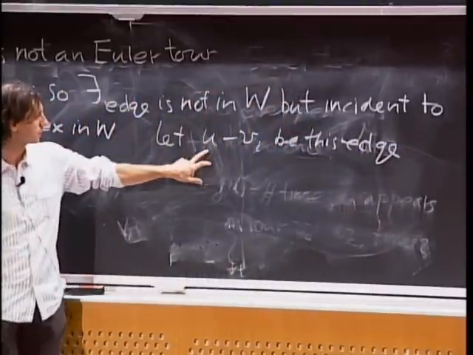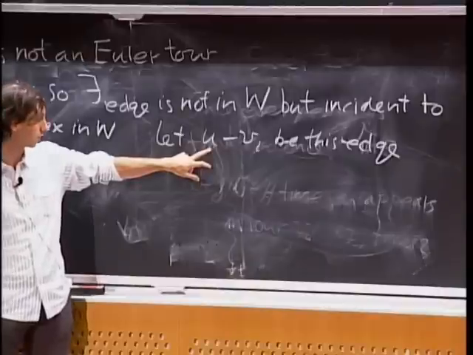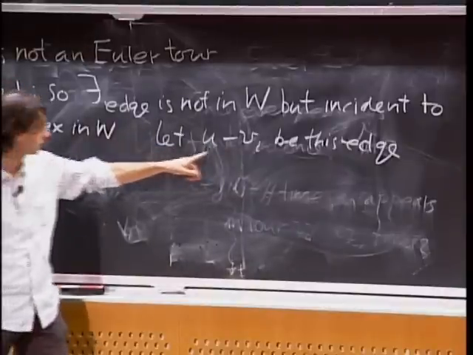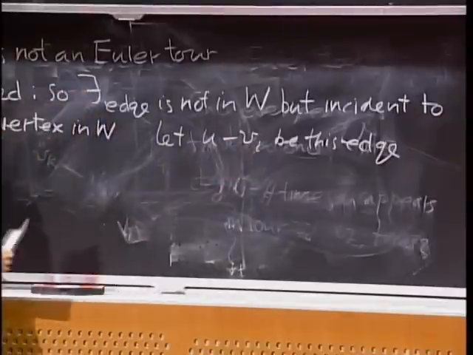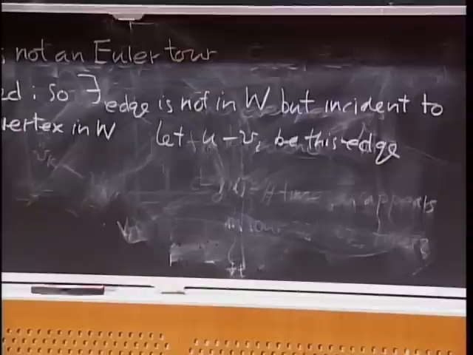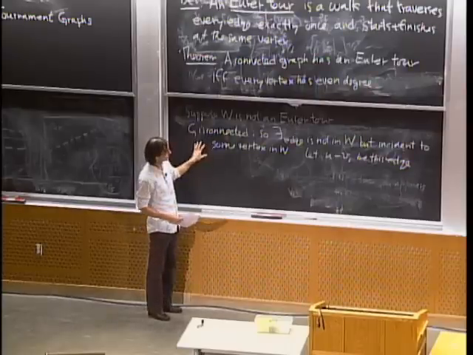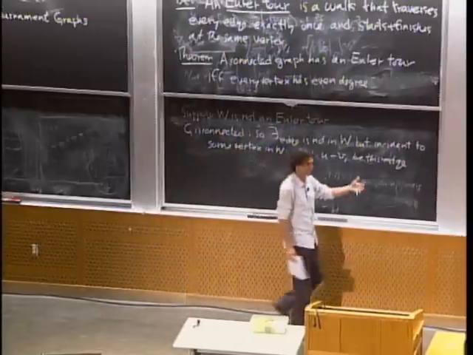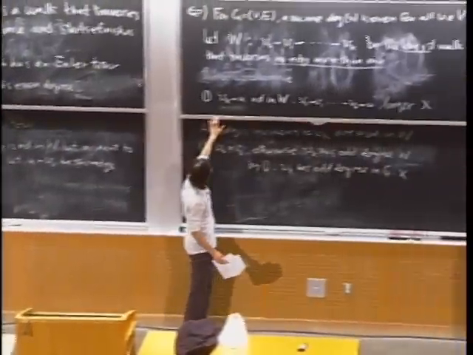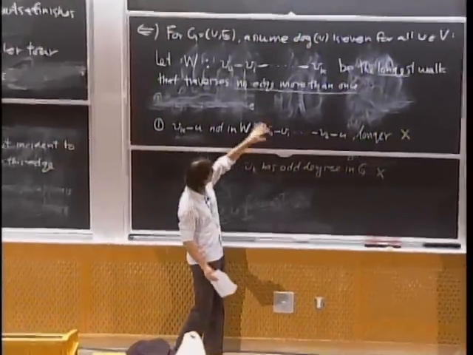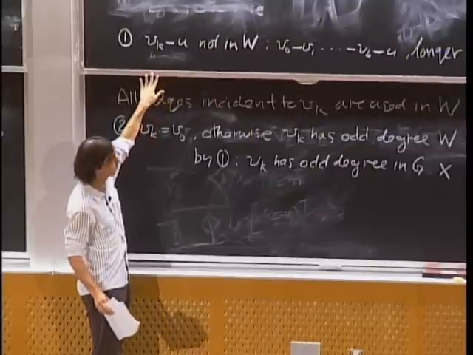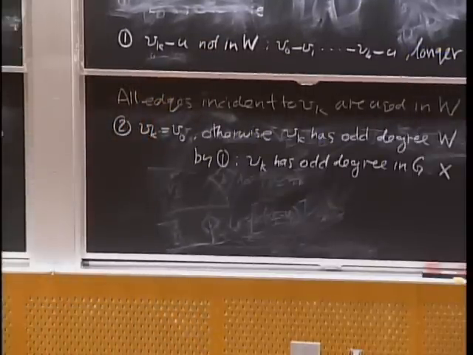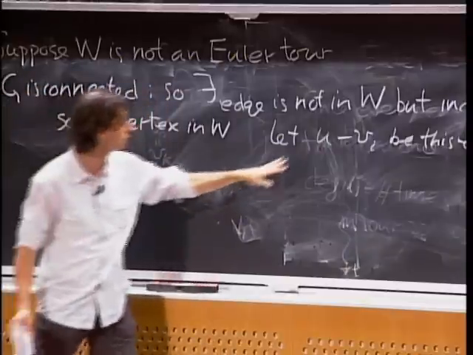So U is not used in the walk. Well, it may be used in the walk, but the edge is not used in the walk, and Vi is part of the walk. So what can we do here? Does anybody see what we could do here? Can we somehow get a contradiction? When we started out here, we actually assumed that W is the longest walk in which the edges do not occur more than once. Can we create a longer walk by simply using this?